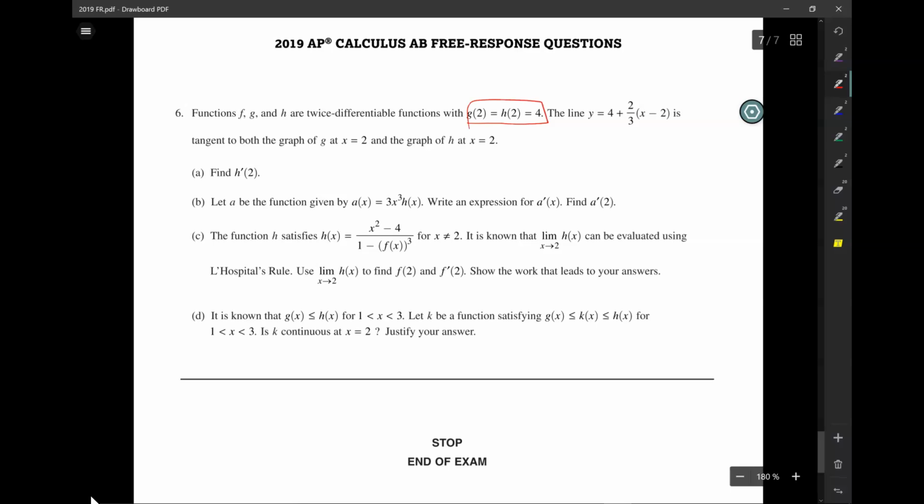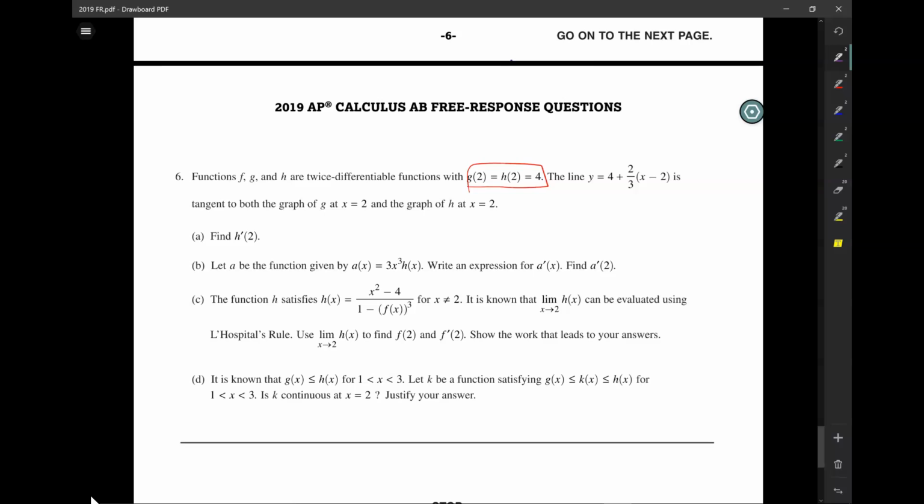2 equal to 4. The line y equals 4 plus 2 over 3 times x minus 2 is tangent to both the graph of g at x equals 2 and h at x equals 2. Okay? So try to visualize that for a minute. If this is x equals 2, there is some graph g of x. There is some graph, I don't know, h of x. And then there is this line that's tangent. So you see how here they all sort of converge and look the same, right? At that point of tangency. That's what it looks like.